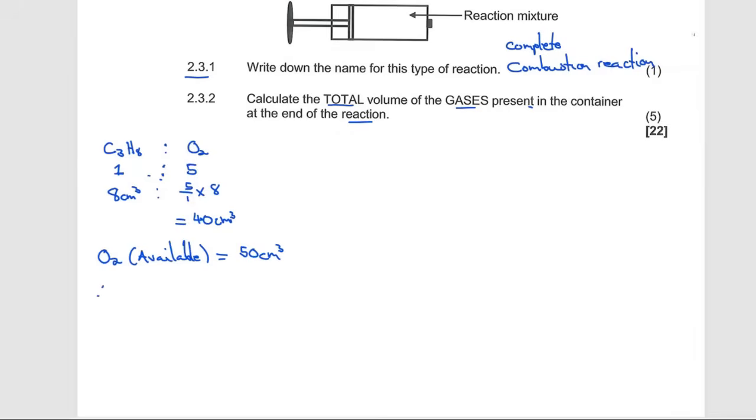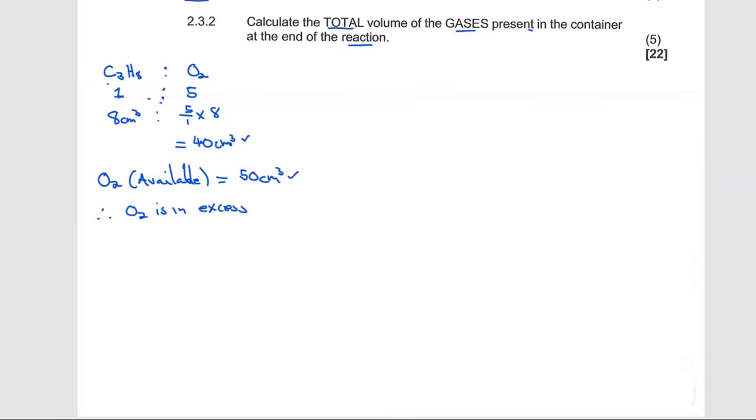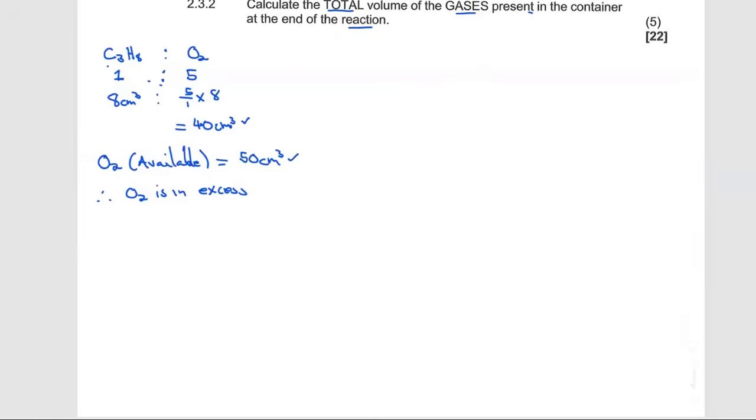look at this. Now what we need is 40 cubic centimeters, but what do we have? We have 50 cubic centimeters. So what does that mean? Our oxygen is in excess. If our oxygen is in excess, it means our C3H8 is the limiting reagent, and therefore it will determine the amount of product that is going to be formed. So C3H8 is the limiting reagent, and it is therefore going to be completely used up.